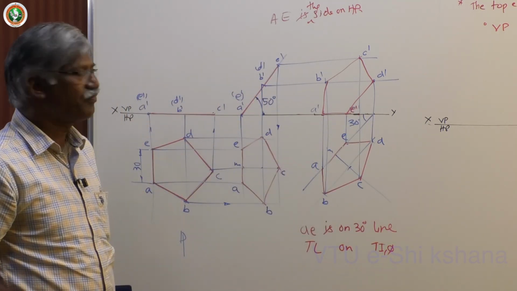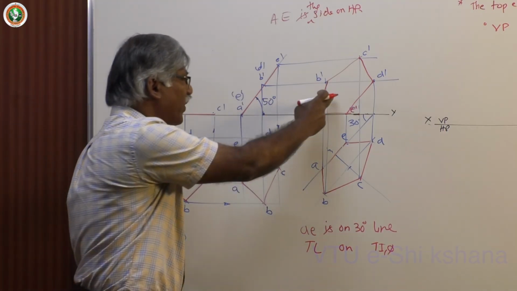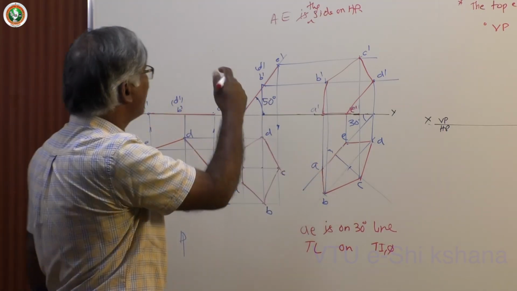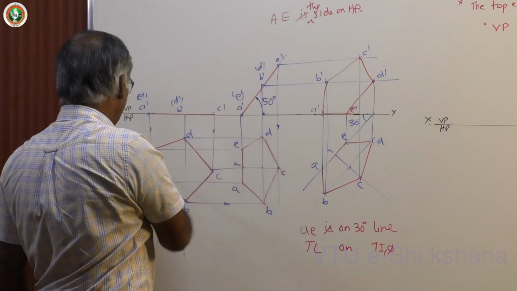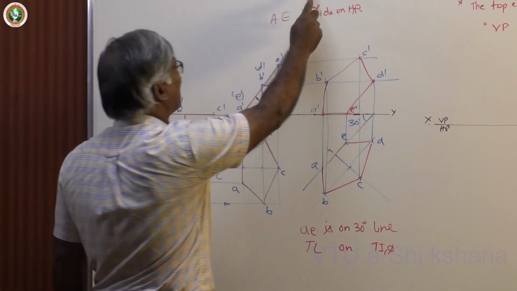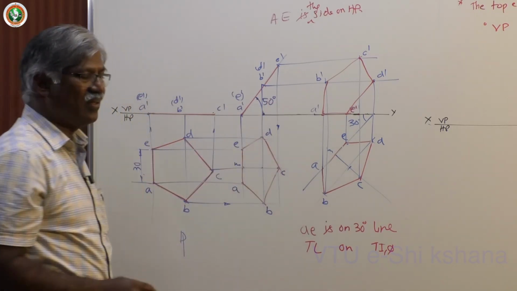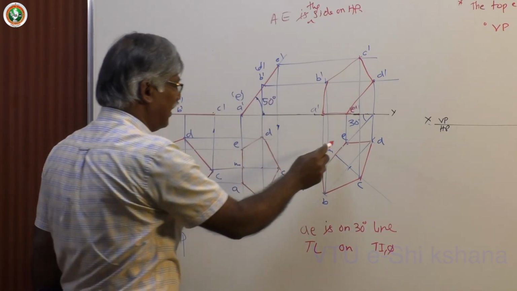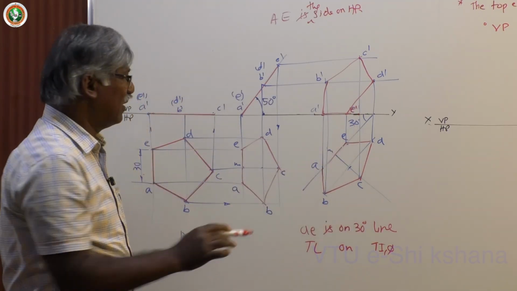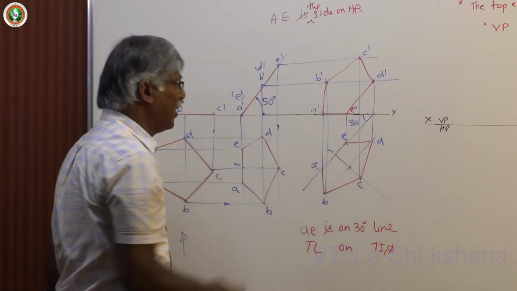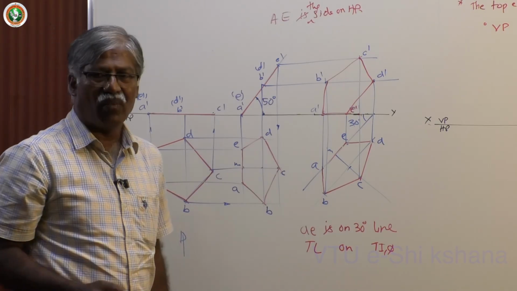Now, final front view, final top view. Let me check whether we have satisfied the condition. 30 mm sides, fine. It is inclined at 50 degree to HP lamina. Then the edge on HP is inclined at 30 degree to VP only. It is on HP, inclined only to VP. This is the final top view and front view.